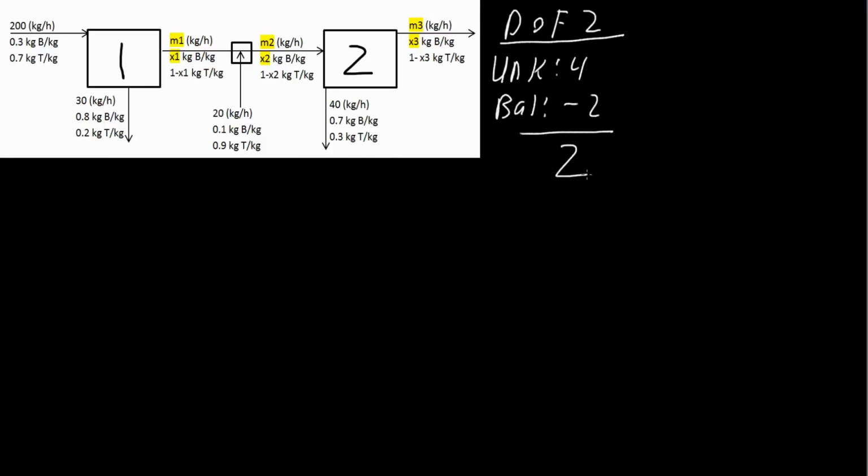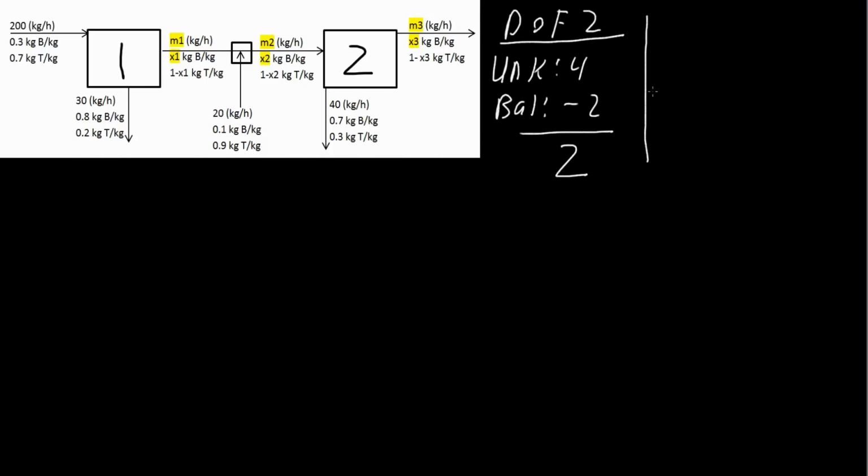First I will do a degree of freedom on unit 2. So DOF, in this case, unknowns for 2: we have 4 unknowns, 1, 2, 3, 4, if we just consider this system right here. And how many balances do we have? We have 2, B and T, so minus 2, and we have no relationship. So this would give us 2. So we can't solve this problem using this to start off with.